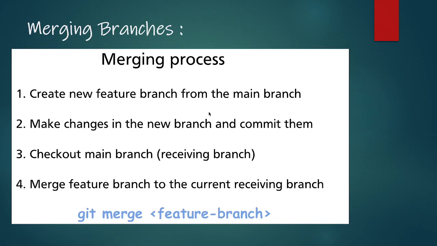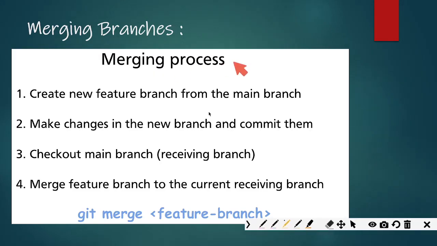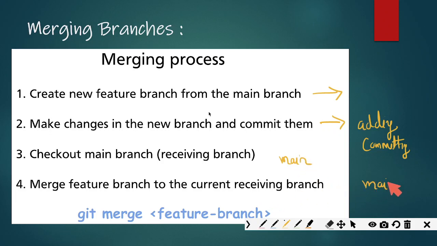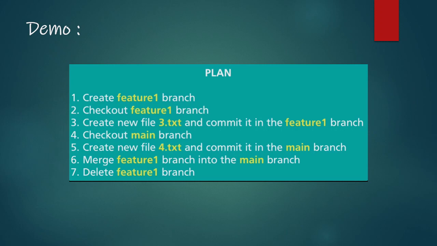If I move on, this is how the process looks for merging. I'm going to create a new feature branch from the main branch, and I will be making changes. That means I will be adding a file to the feature one branch and committing that file in the same feature branch. And then I will check out into the main branch, and after that I will merge the feature branch into my main branch. So the main branch is nothing but my receiving branch. So you need to remember this. Okay. So this is what the plan of action looks like. Without further ado, I will just follow along with the plan of action.